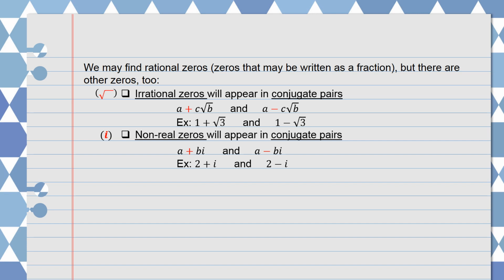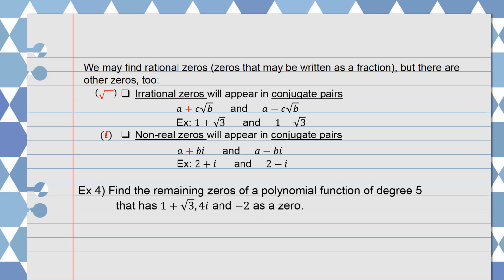Let's look at an example. Example 4. Find the remaining zeros of a polynomial function of degree 5 that has 1 plus square root 3, 4i, and negative 2 as a zero. So first we want to list out the given zeros. The first zero is 1 plus square root 3. Next we're told 4i, and we're also given negative 2.